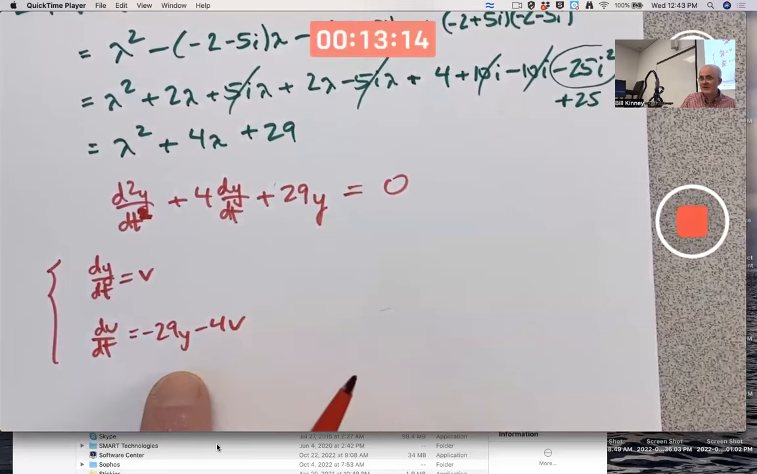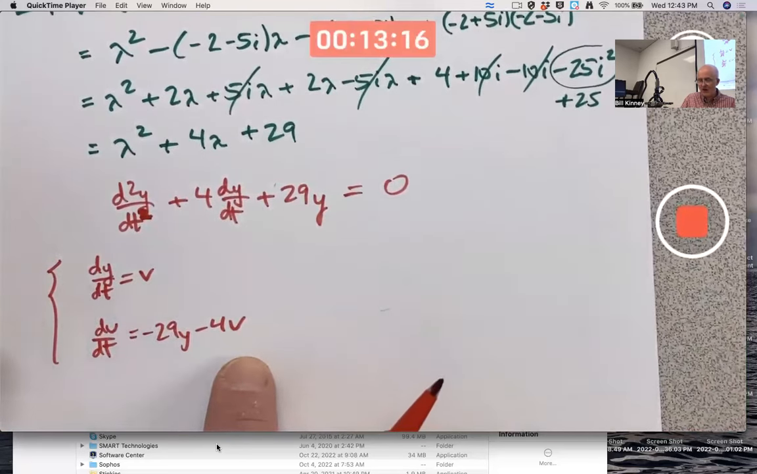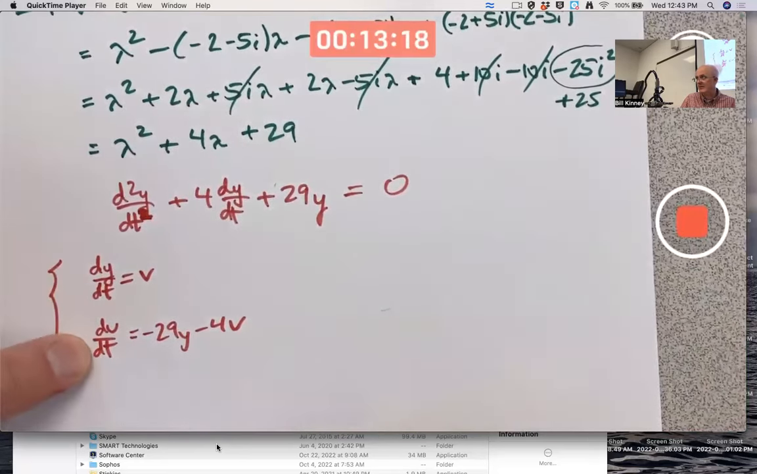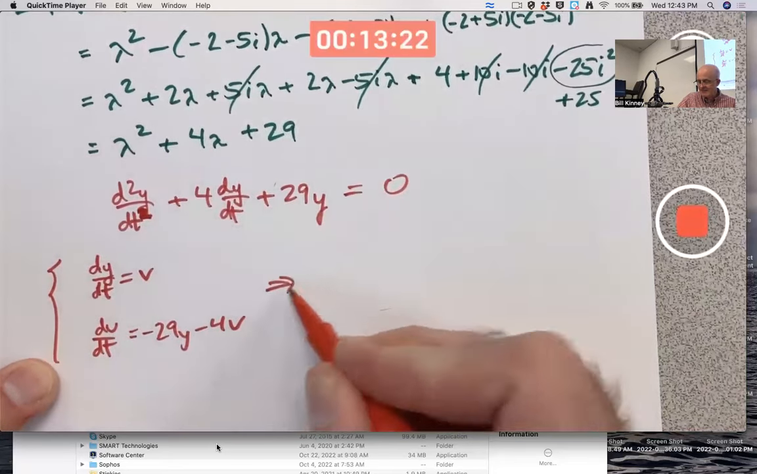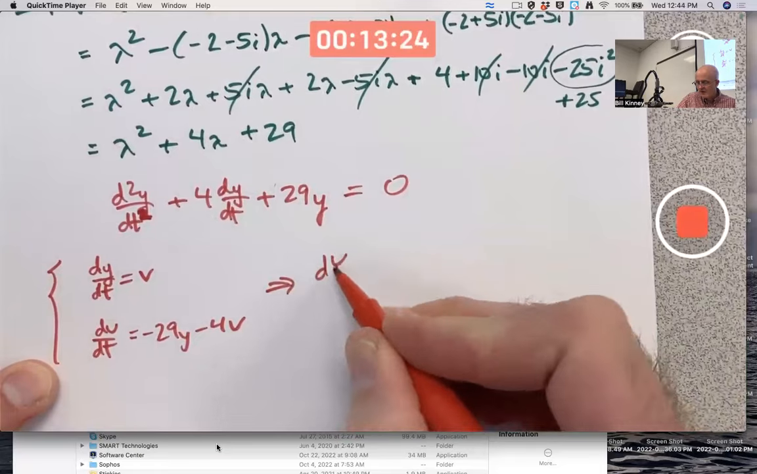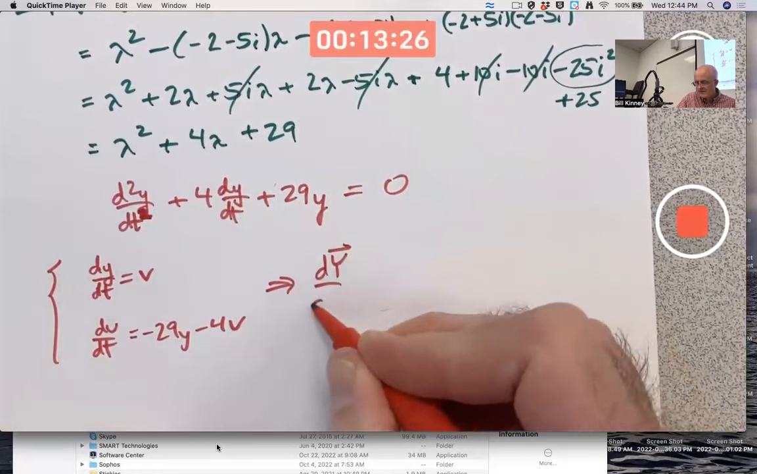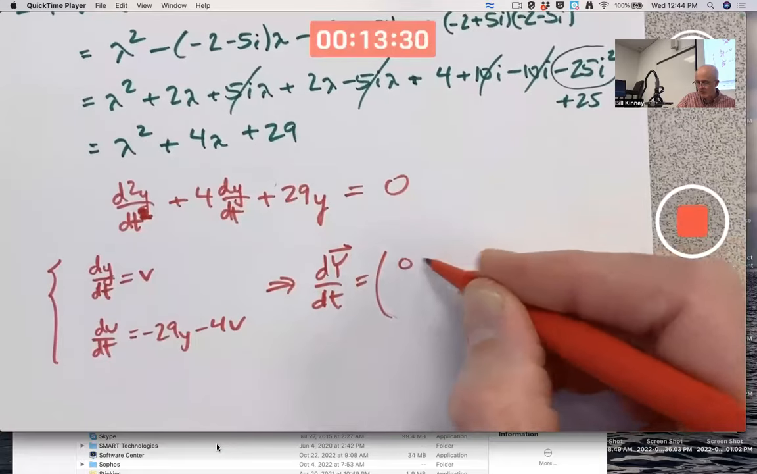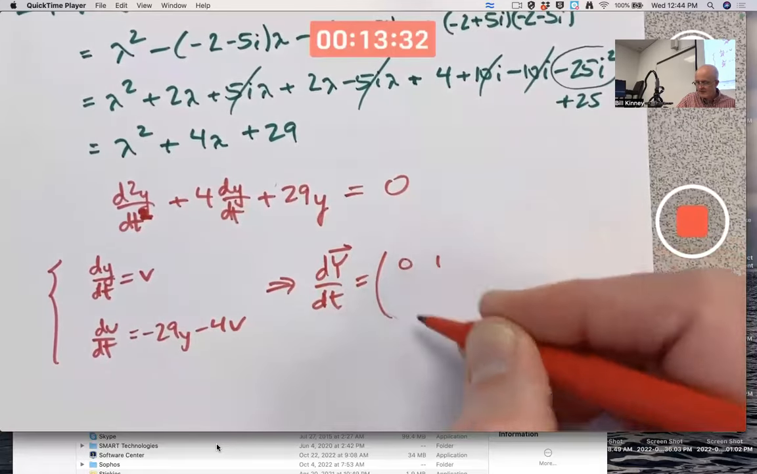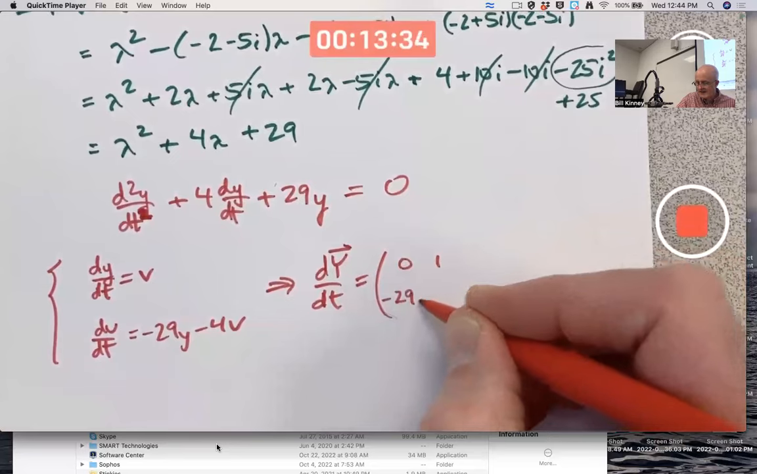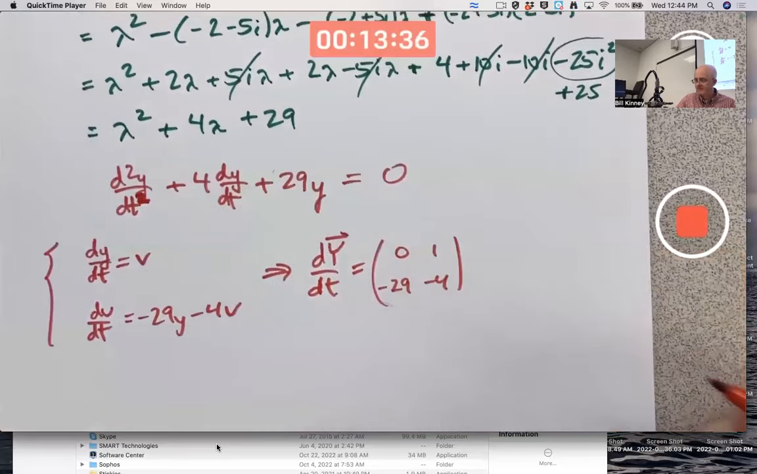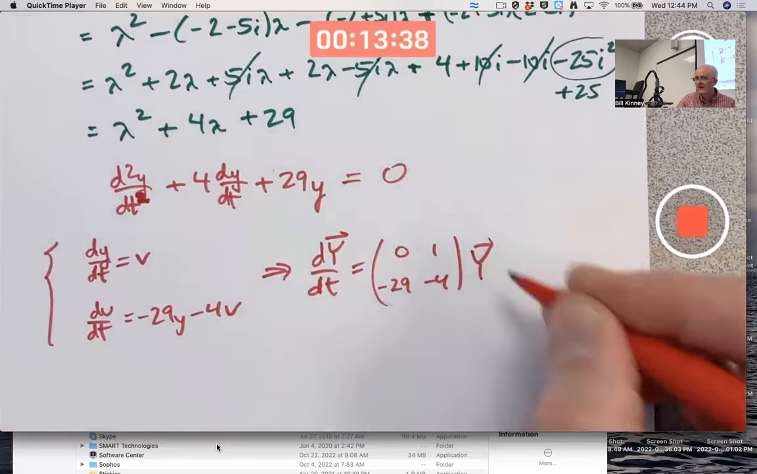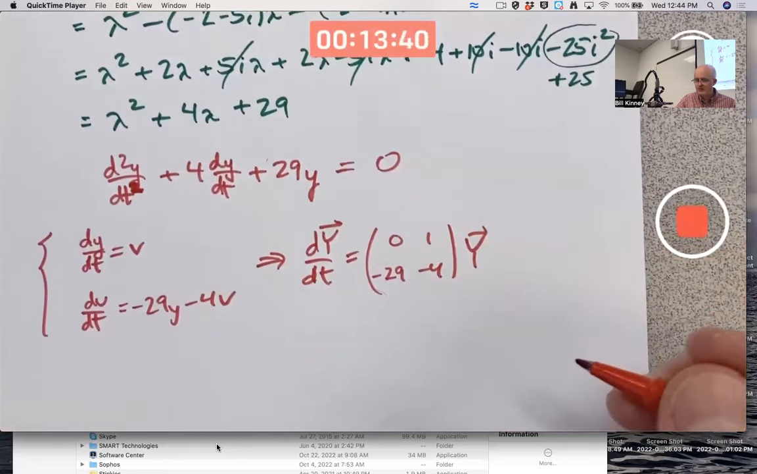But it's better to put the y term first and the v term second, because the y differential equation is first and the v differential equation is second. And this means as a system, the corresponding vector differential equation has a matrix whose first row is 0, 1, and whose second row is negative 29, negative 4. There's your differential equation in vector form.